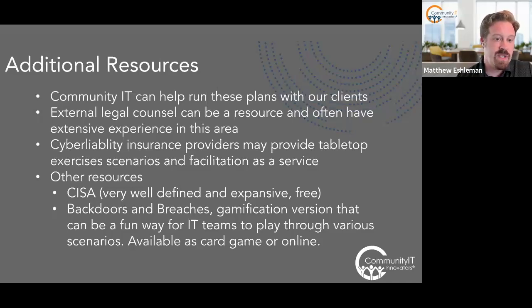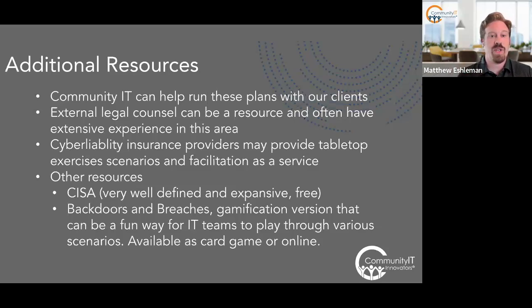There are other resources, right? CISA has a whole bunch of resources. It's pretty big, it's pretty broad, but again, it can be good to cherry pick some of their content to help design a scenario on your own. And then if you're on the IT side, Backdoors and Breaches is a gamification version of this, and that can be a fun way for IT teams to play through different scenarios. There's an online card game, and there are physical decks that can be used.